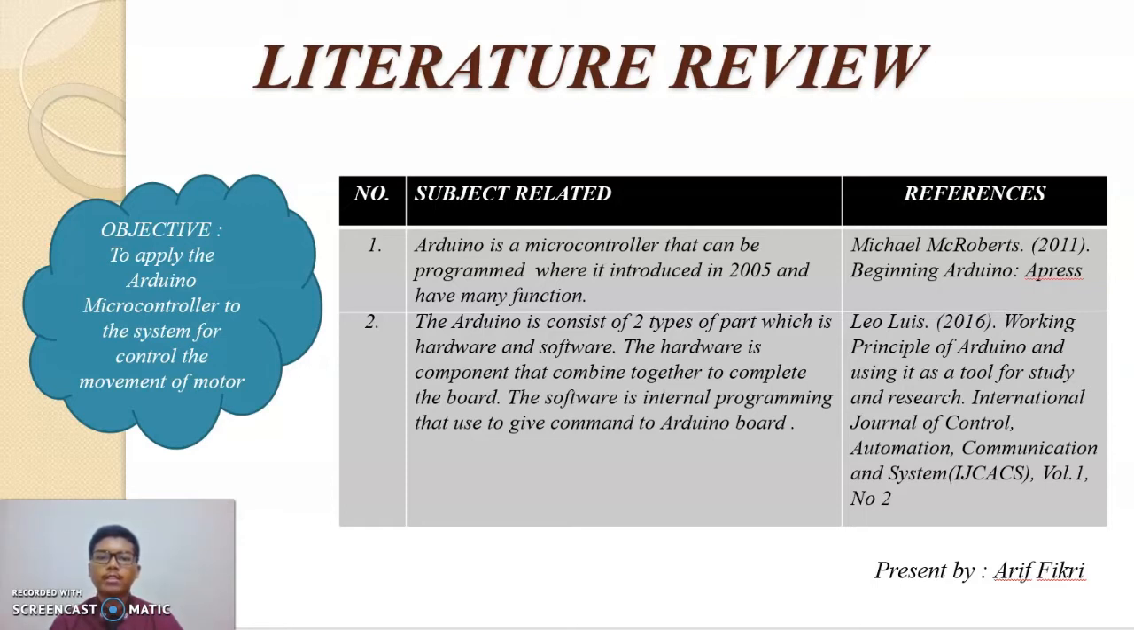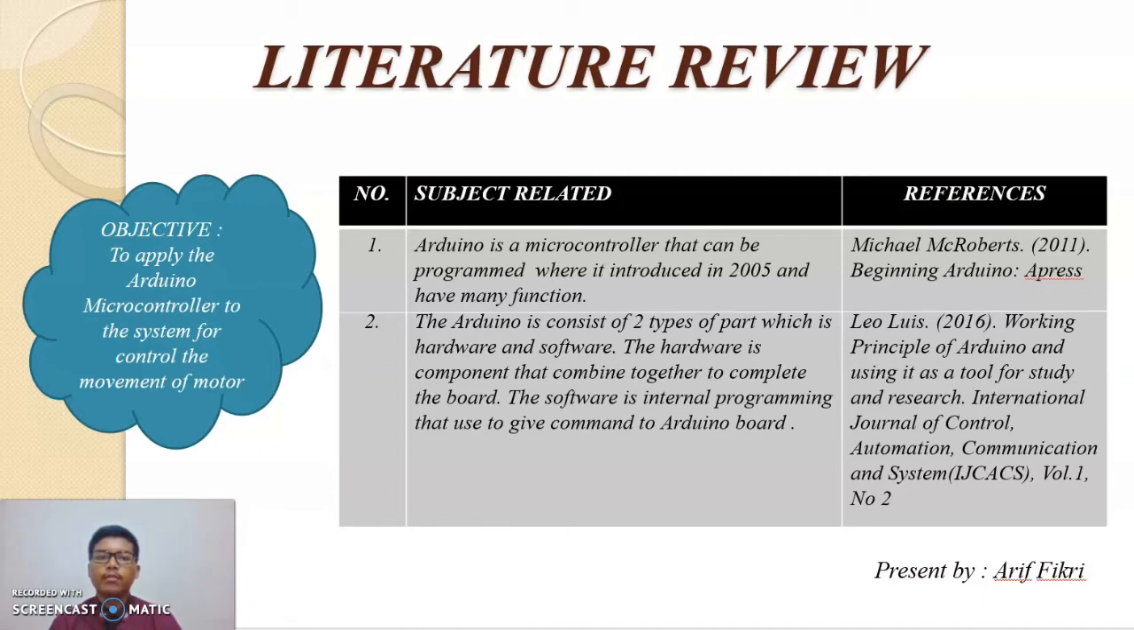An example of an Arduino function is controlling a light to turn on or off for a required time, and it can detect movement with a passive infrared sensor. After that, the Arduino consists of two types of part, which are hardware and software. The hardware is the components that combine together to complete the board. The software is the internal programming used to give commands to the Arduino board.